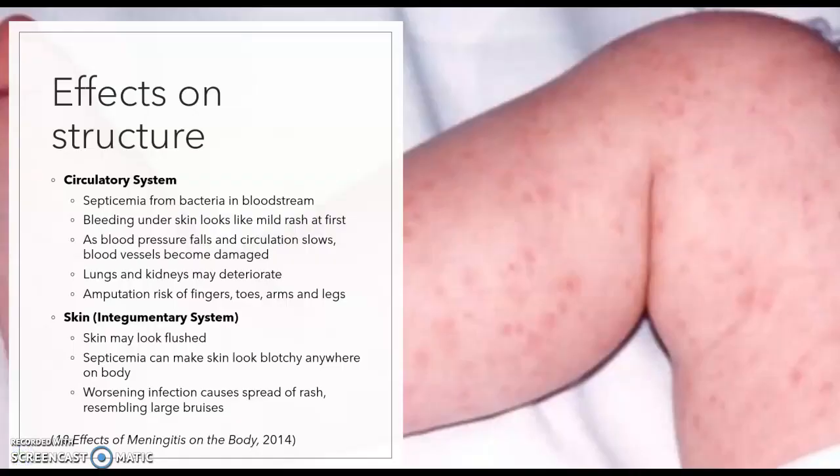In the circulatory system, septicemia from bacteria in the bloodstream. There will be bleeding under the skin that will look like a mild rash at first. Blood pressure will fall and the circulation will slow, which will lead to blood vessel damage. There could be deterioration of the lungs and kidneys, and there is a higher amputation risk of fingers, toes, arms, and legs. In the integumentary system, the skin may look flushed. The septicemia can make the skin look blotchy, and worsening infection will cause a spread of the rash, resembling large bruises across the body.